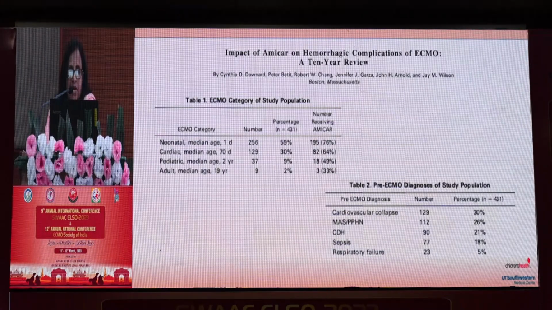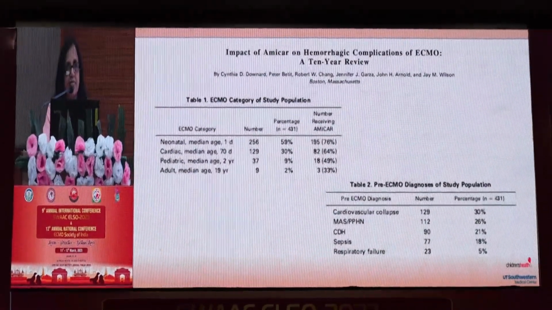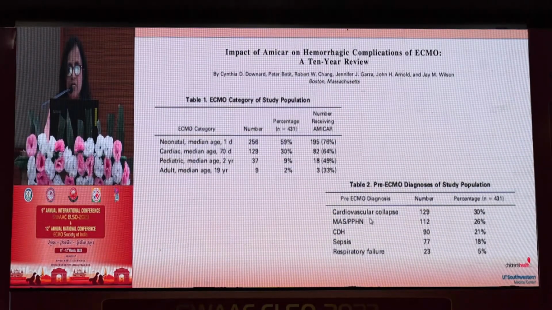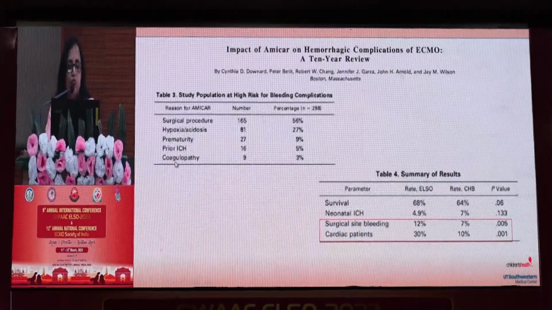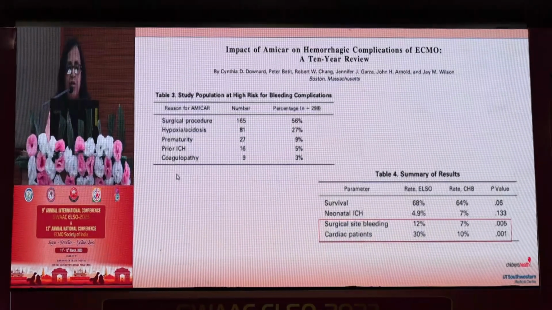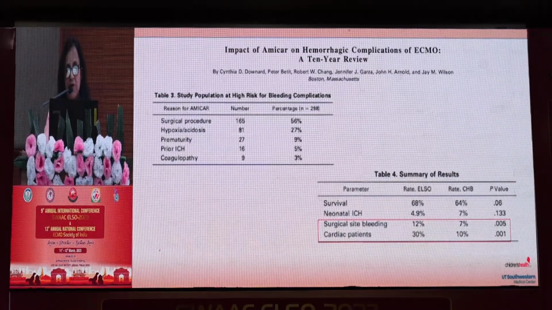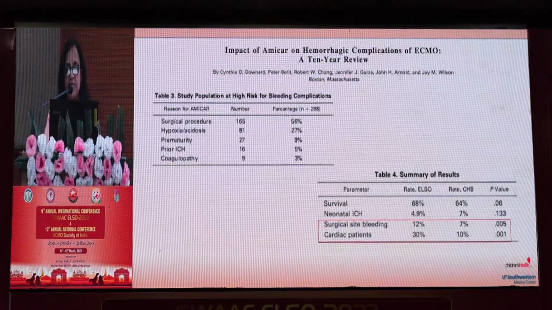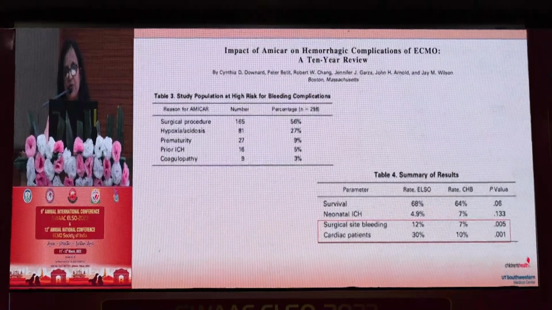So they looked at the percentage of patients. Based on their previous experience, they decided who were the patients at increased risk of bleeding. So these were the patients they decided were at increased risk of bleeding, which is in the next table. These were the groups of patients that had increased risk of bleeding, and then they started them all on Amicar. And then they found out how Amicar had helped, and the biggest impact was in the cardiac patients, where they found that their surgical site bleeding and post cardiotomy bleeding had been significantly reduced when they used Amicar.